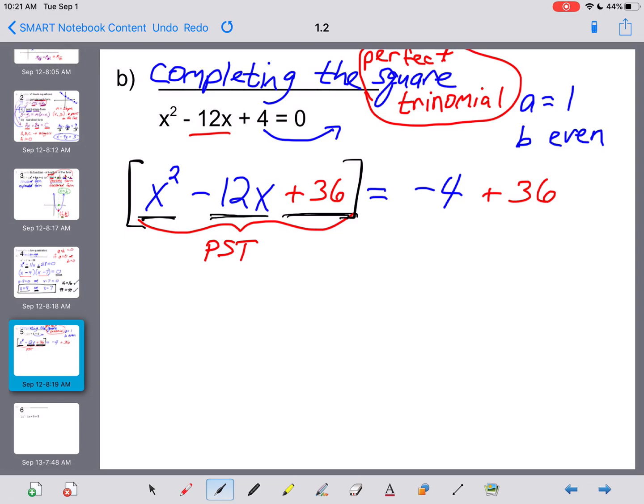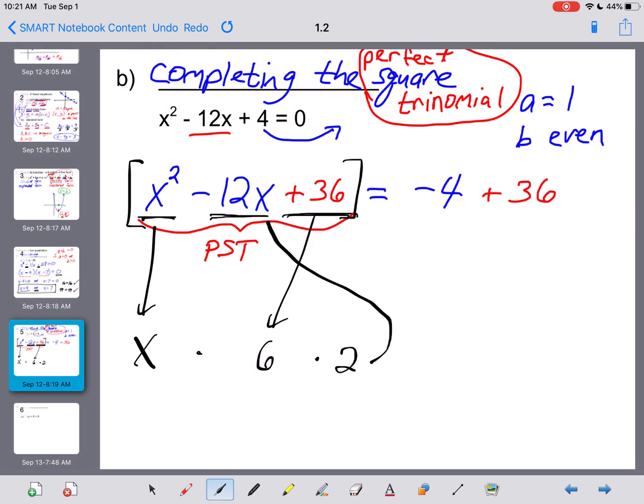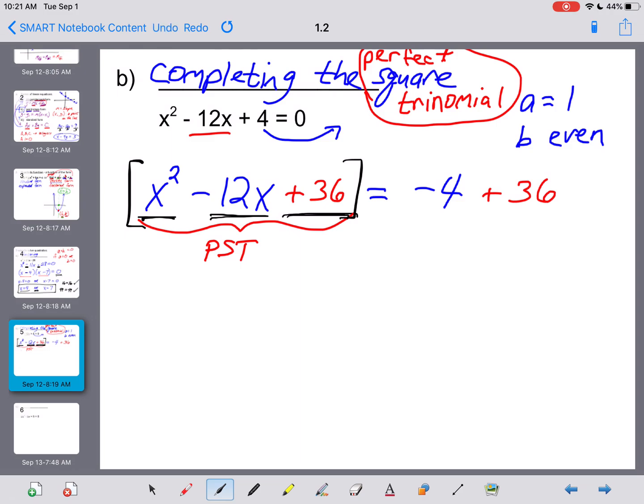Here's what you're going to do. You're going to take the square root of the first term, which is x. You're going to take the square root of the last term, which is 6, and if you multiply those two together and multiply them by 2, that needs to get you this middle term right here. And sure enough, x times 6 times 2 is 12x, and that's what we got there. So those are the three things that have to work out in order for a trinomial to be a perfect square trinomial.